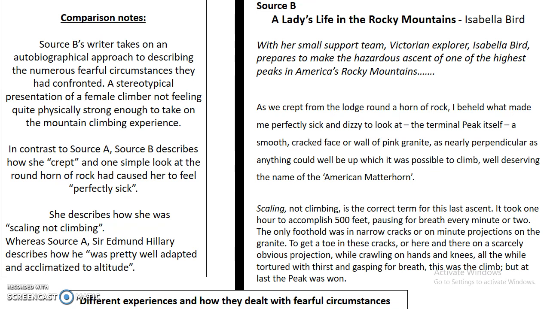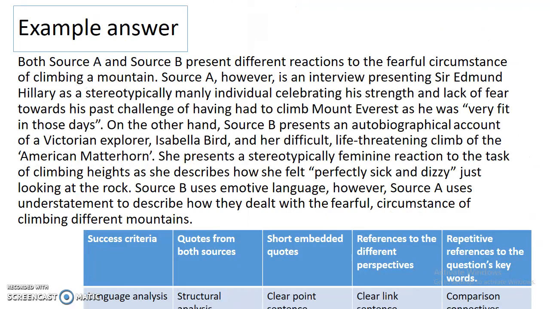Source B describes how she crept, and one simple look at the round horn of rock had caused her to feel perfectly sick. She describes how she was scaling, not climbing. Whereas source A, Sir Edmund Hillary, describes how he was pretty well adapted and acclimatized to the altitude. So you've got those completely different tones, different points of view about the same task, ultimately, of climbing a mountain.